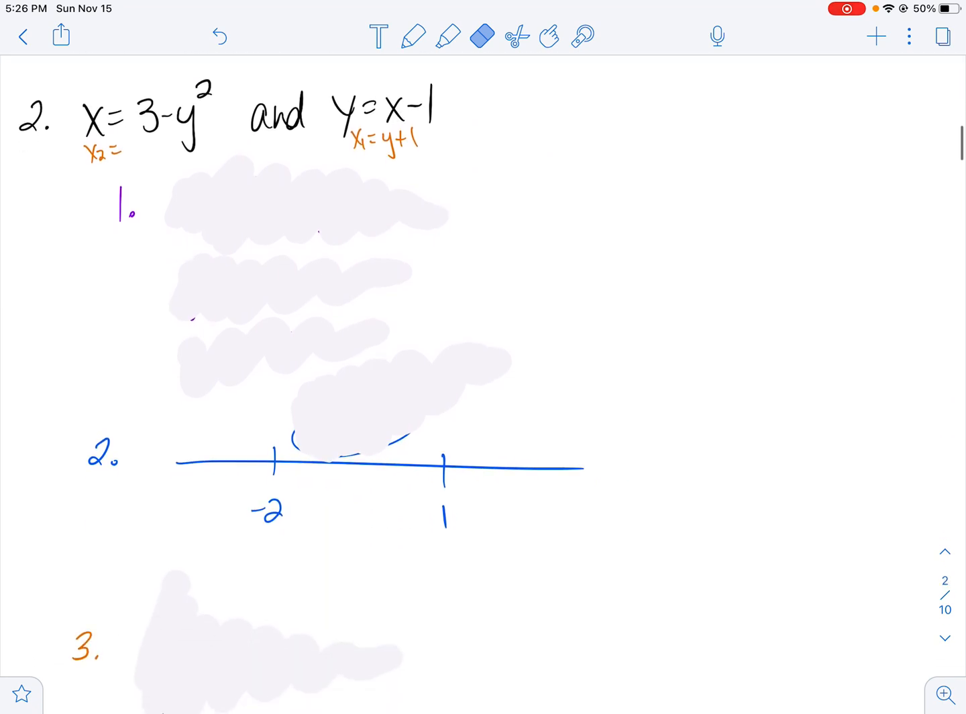Number 2 is another area problem. It asks us to find the area in between the two curves. So we have x equals 3 minus y squared.